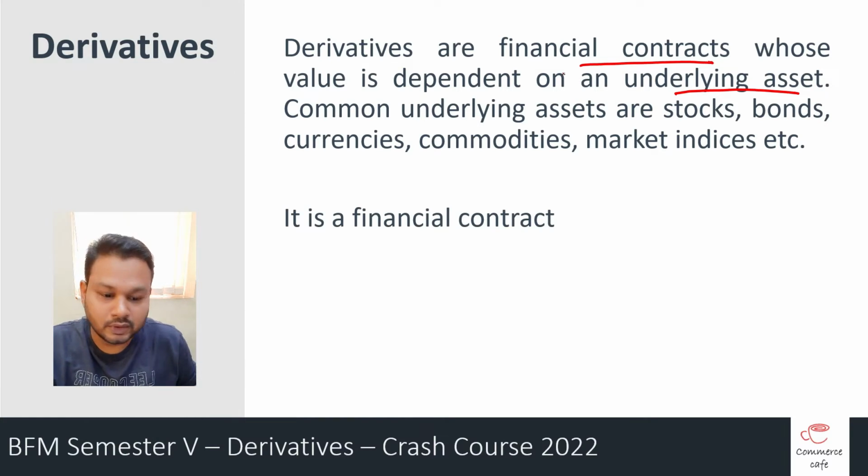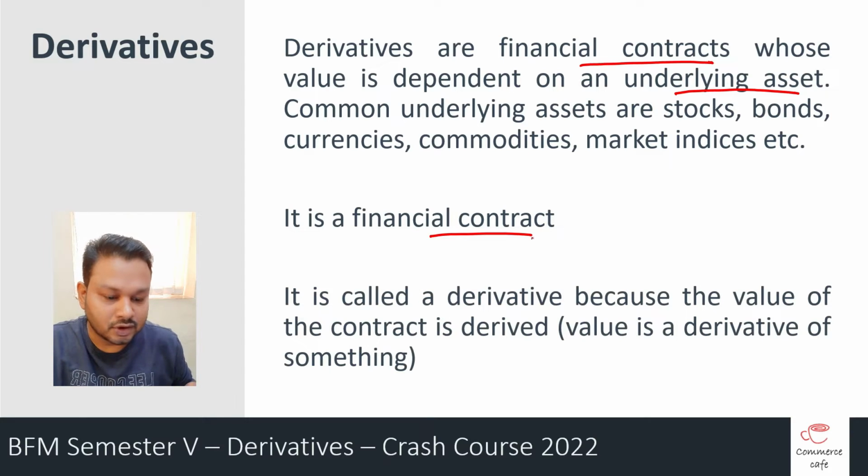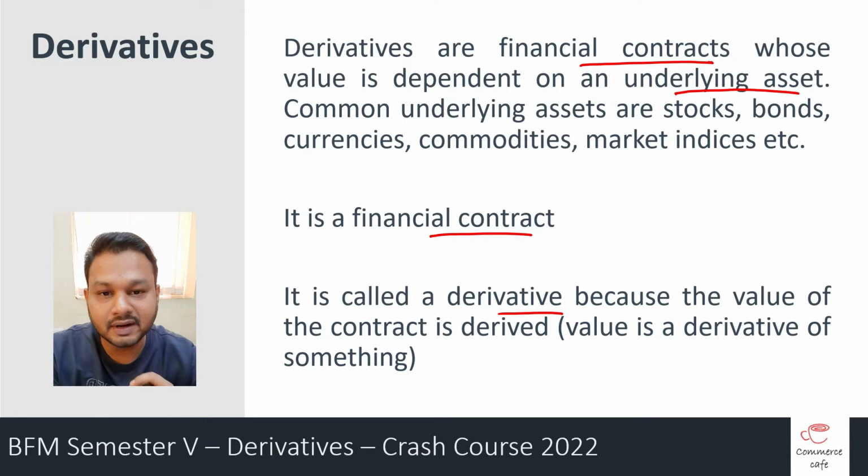But basically what you need to know is a derivative is a financial contract, and it is called a derivative because the value of the contract is derived from the value of something else, which is an underlying. So the value is a derivative of something. That is why it's called a derivative contract.